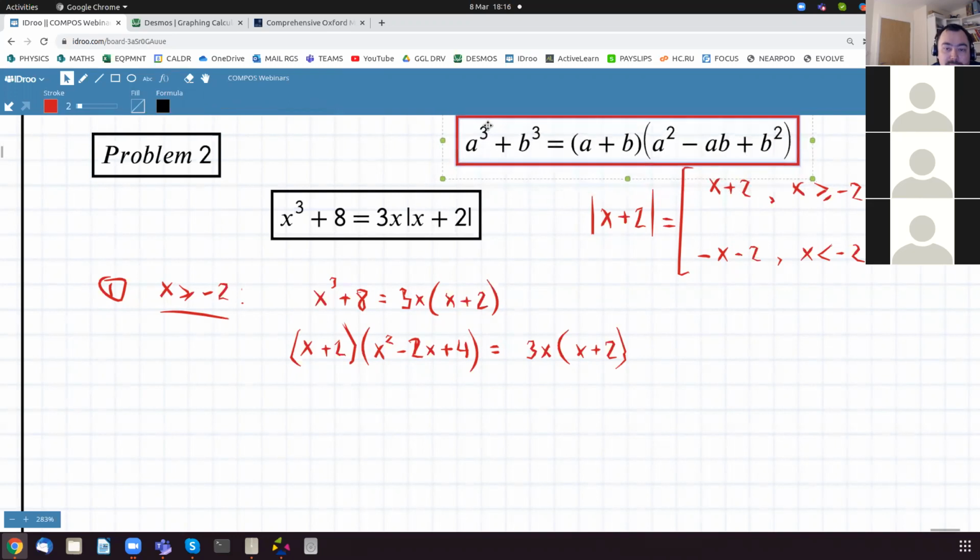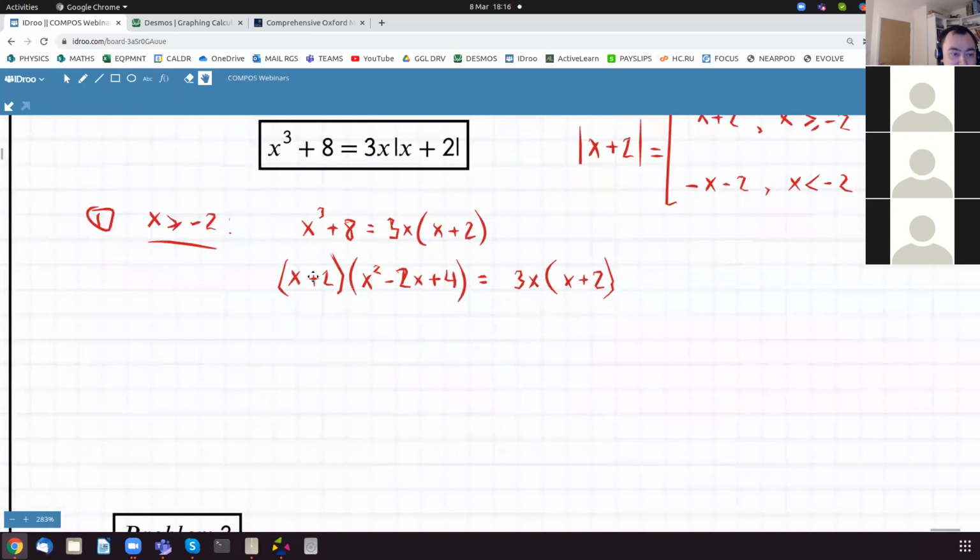A useful formula to remember. It works all the time. It's just like a difference of two squares, or square of the sum. So here you can see that you can divide both sides by x plus 2, but you're smart. You know that you are not allowed to divide by 0.